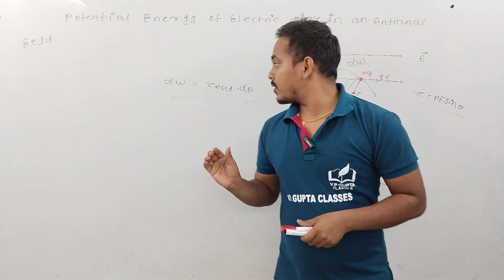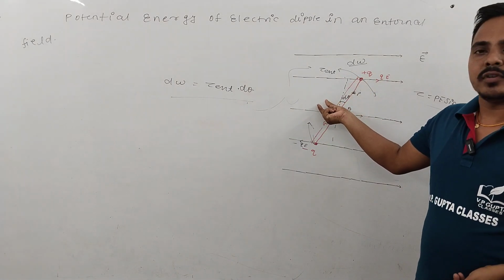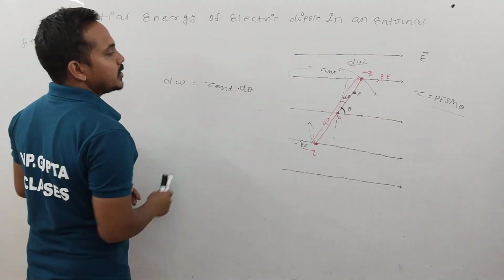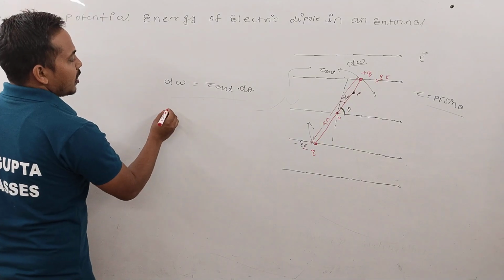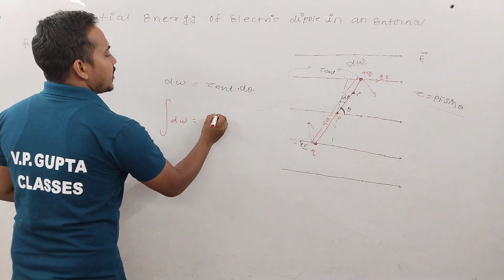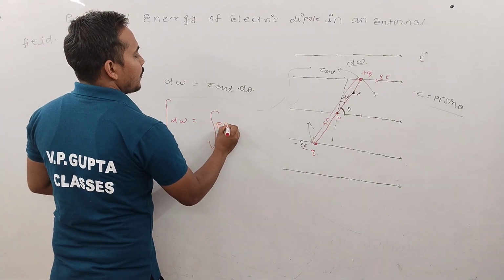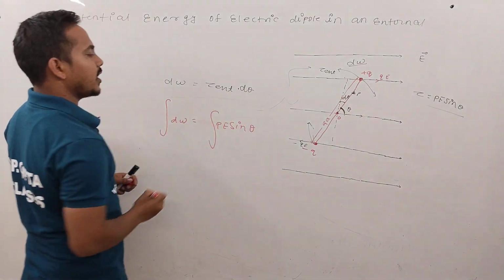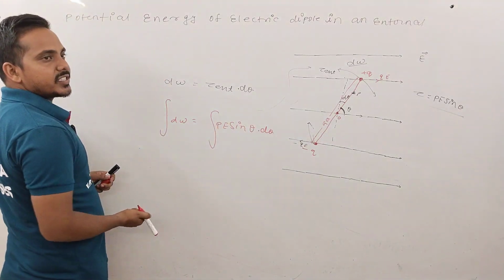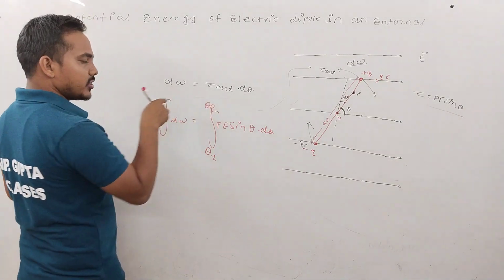Finding the total work done, if tau ext is applied and theta changes from theta 1 to theta 2, then we integrate with respect to d theta. That is, dw is equal to tau ext, which is equal to pE sin theta d theta, where the angular position changes from theta 1 to theta 2, assumed.